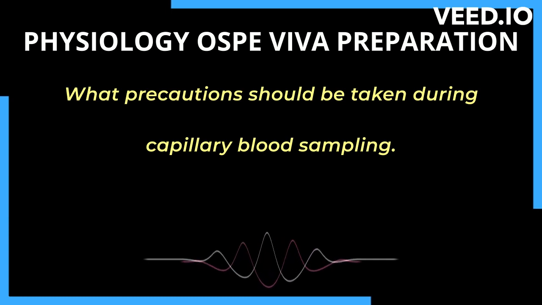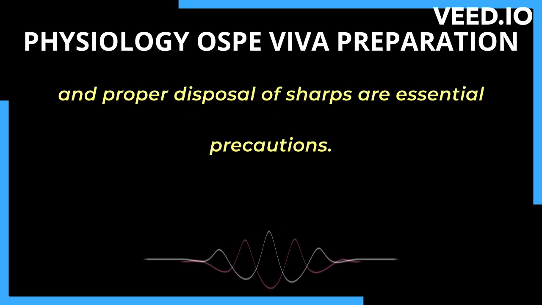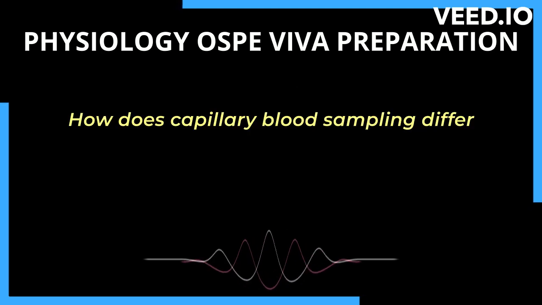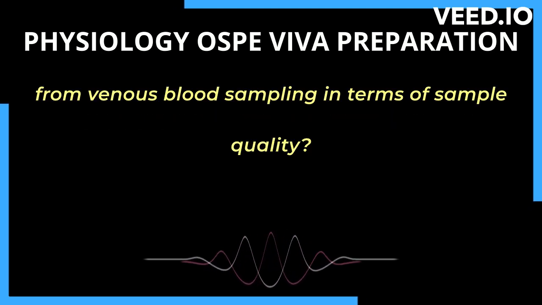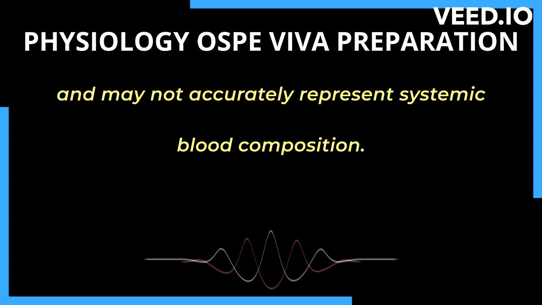What precautions should be taken during capillary blood sampling? Ensuring cleanliness, using sterile equipment, and proper disposal of sharps are essential precautions. How does capillary blood sampling differ from venous blood sampling in terms of sample quality? Capillary blood may have higher levels of tissue fluid contamination and may not accurately represent systemic blood composition.